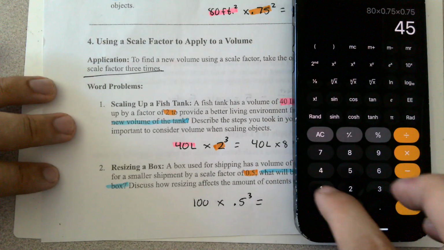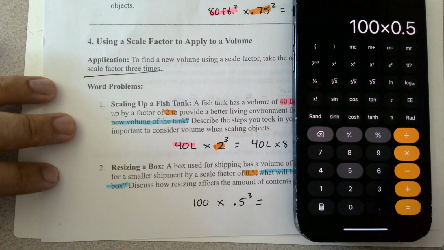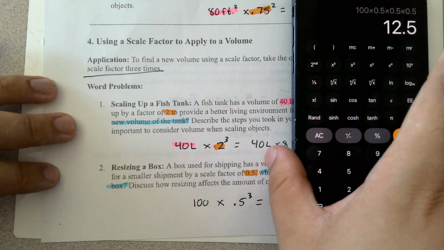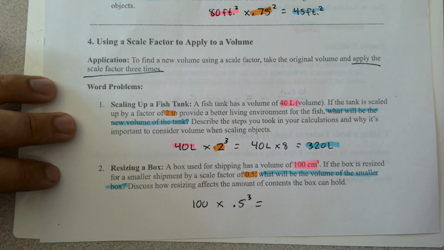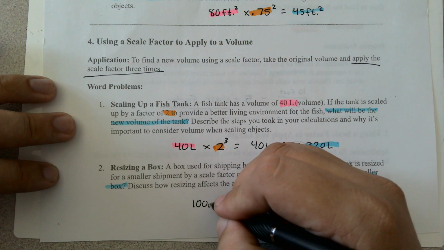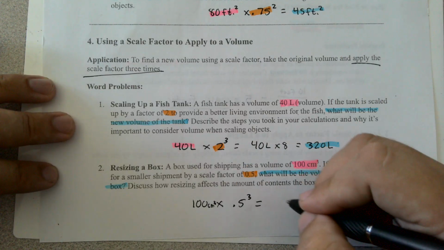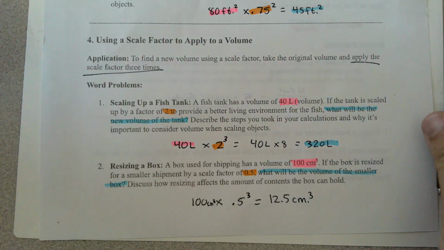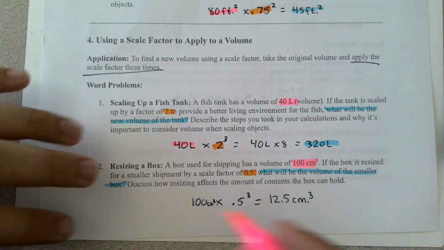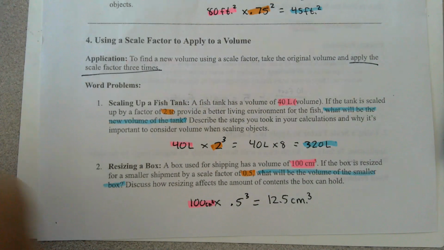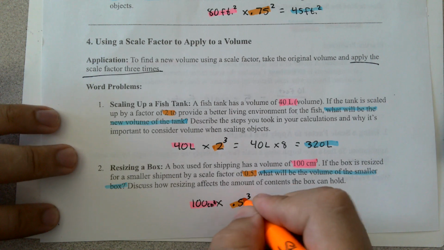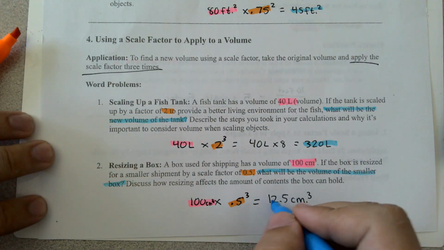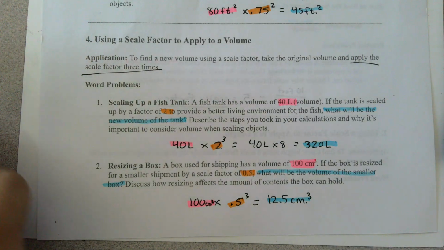So 100 times 0.5 times 0.5 times 0.5 is 12.5. And I'm sorry, I messed up. I should have put centimeters cubed. This will be, again, 12.5 centimeters cubed. Let's round it off with pre-image in pink, scale factor in orange, and our answer, our image, our new volume in blue.